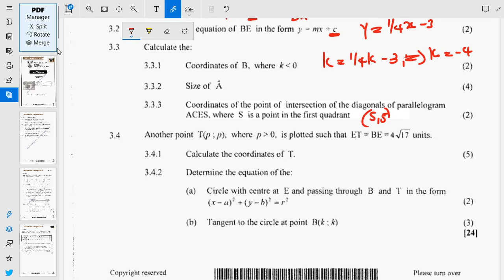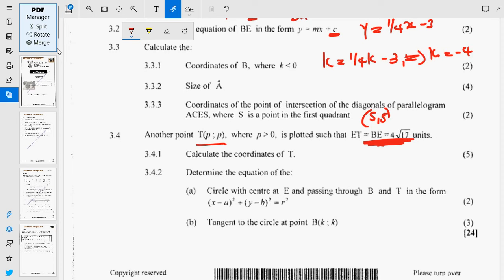Now the next question says another point T, which is (p; p), where p is greater than 0, is plotted such that ET is equal to BE, and that is equal to 4 root 17. And they ask you to calculate the coordinate of T. So since they gave you a distance here, then we're going to have to use the distance formula. You have to be a little bit careful here about what you are using.